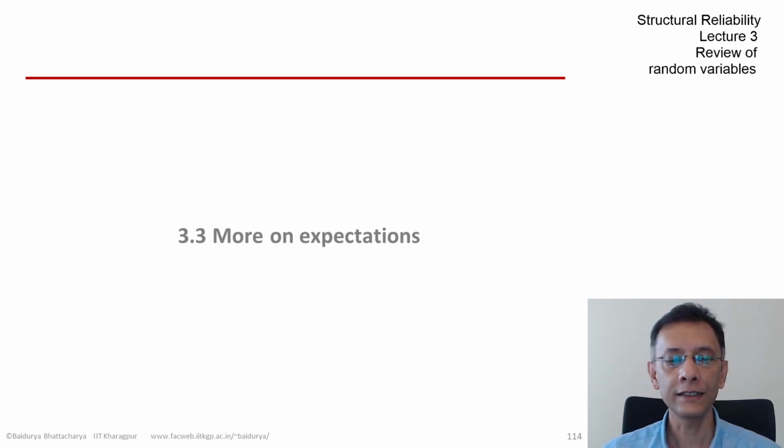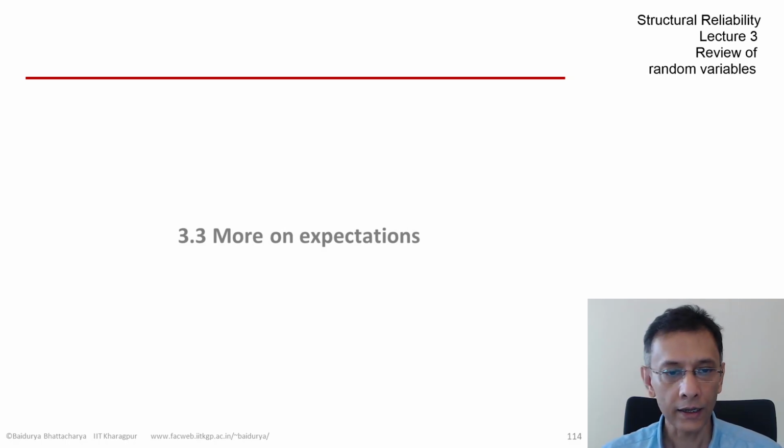Let's end this review of random variables with discussing a few advanced topics involving expectations. At the beginning of this lecture, I mentioned that the probability law of random variables can be described variously with the help of distribution functions, probability density or mass functions, as well as characteristic functions and moment generating functions.